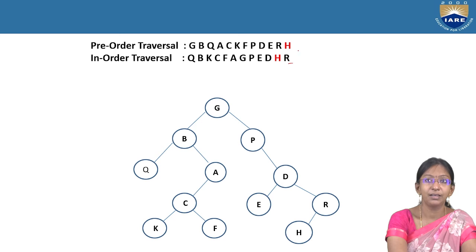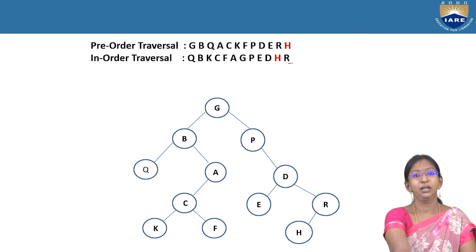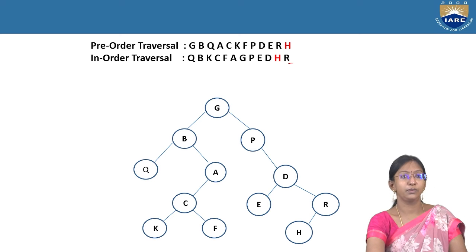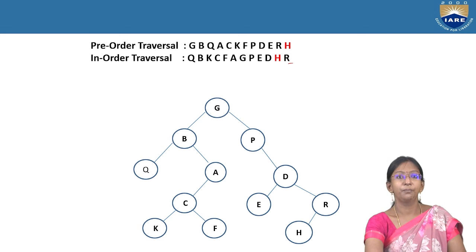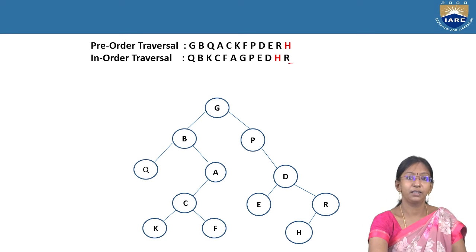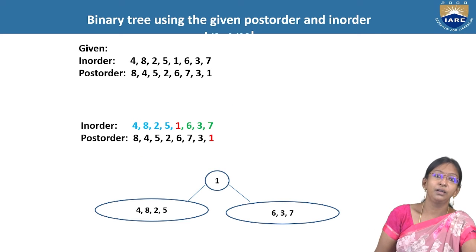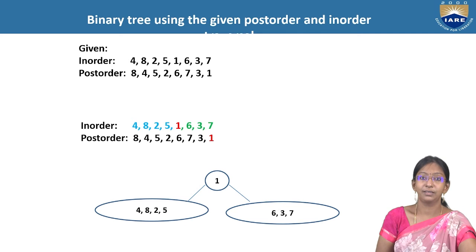And coming to the next element in pre-order, it is the end. As the pre-order ends, the construction of the binary tree also ends. Okay, so this is pre-order, and using pre-order and in-order, constructing a binary tree. Similarly, you'll be given questions on post-order and in-order combination to construct it.